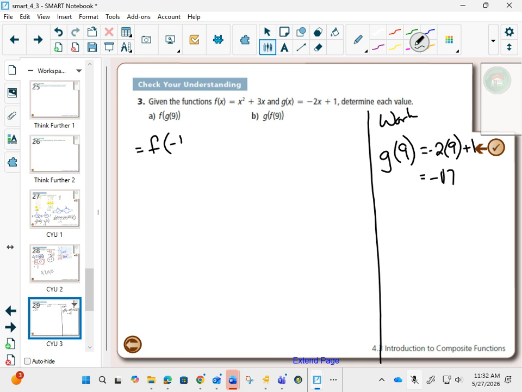So over here, I've done that math off to the side. I wanted to keep my work clean, because sometimes if you try to do the algebra inside of another function, you might lose marks for notation. So I just did some work off to the side. I figured out g of 9 on its own to be minus 17. Then I can plug that in.